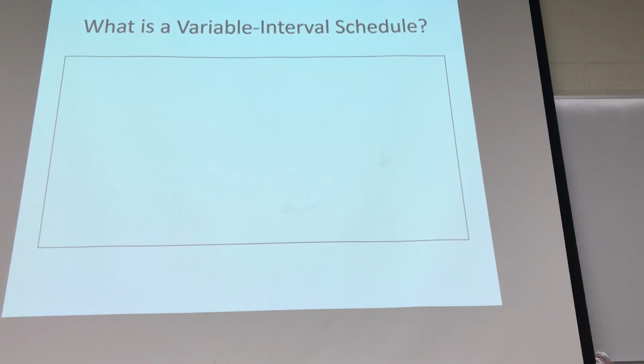VI schedule. We talked about a VR schedule the other day. The same interpretation applies, except we're talking about an interval now, which means a unit of time. V means varying. I means interval of time. So the reinforcer is going to be presented after the first response, after a varying interval of time.